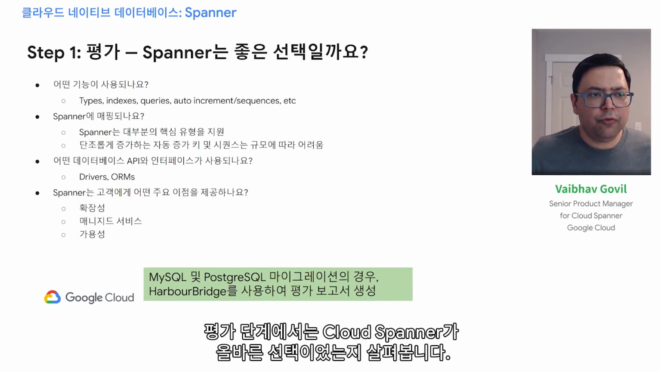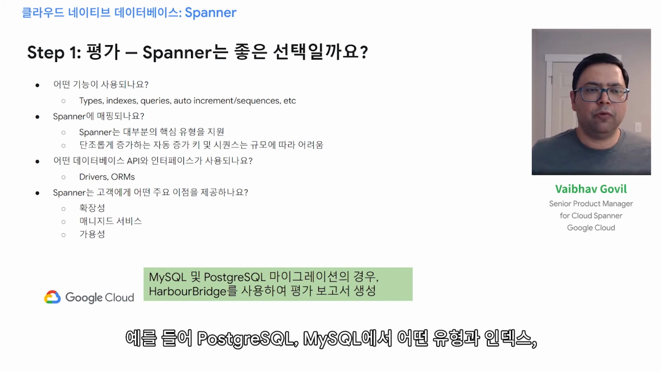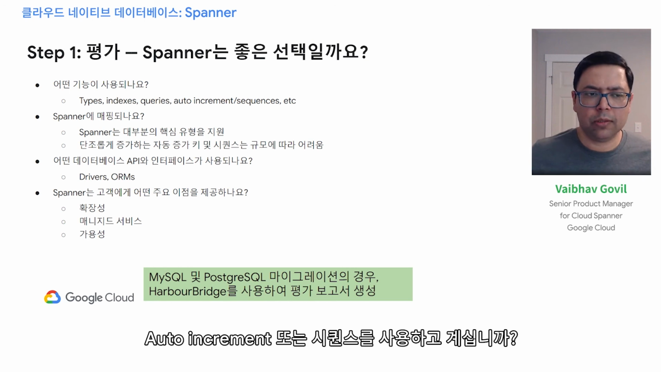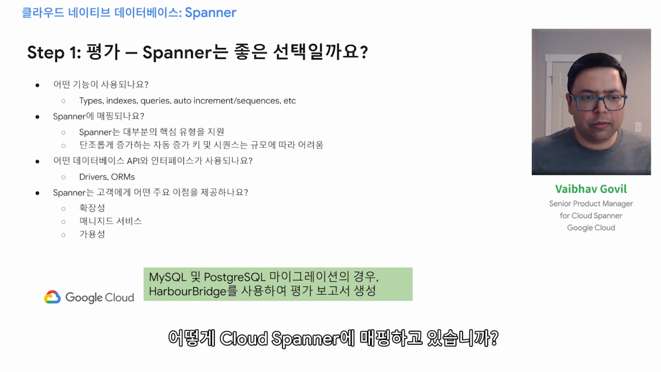Now, in terms of assessment, is Spanner a good choice? You need to evaluate what features you are looking for in Spanner. Like, what types are you using in Postgres or MySQL, for example, and indexes, queries. Are you using auto increment or sequences? How do they map to Spanner?